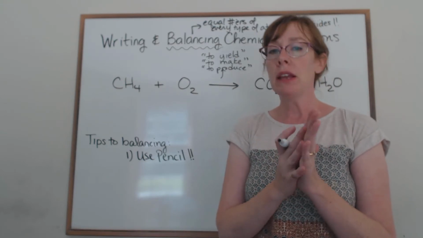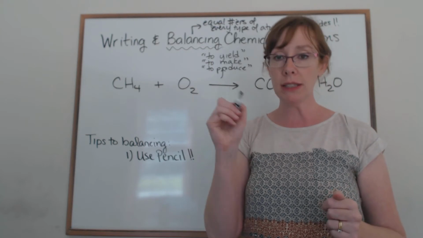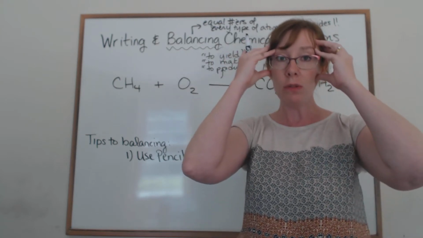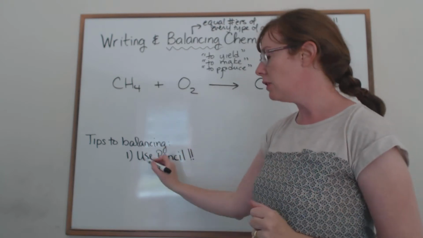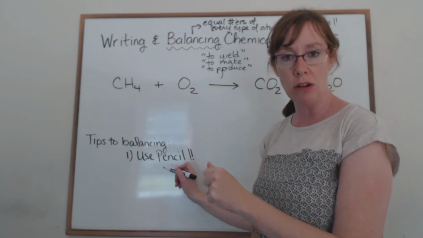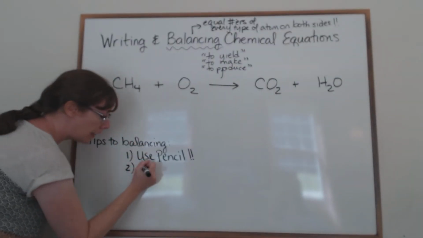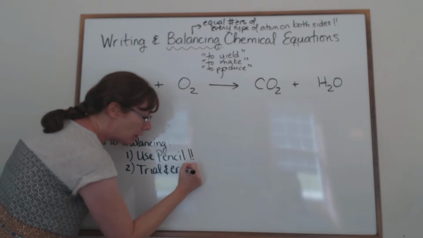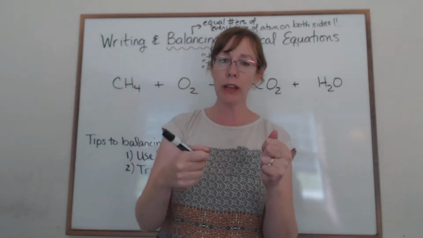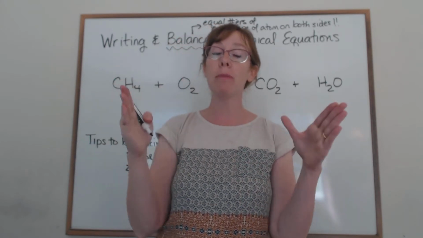It is a very bad idea to use pen because pen is not going to erase and you're going to end up crossing it out and you're going to end up getting really confused in your mind with what the numbers should be. That is a huge thing, is that you should use a pencil so that you can erase and start over. The second thing to recognize about balancing is that it is a trial and error process. If you are trying things and it doesn't work out, so you erase and try again, you're doing it correctly. That is how everybody does it.